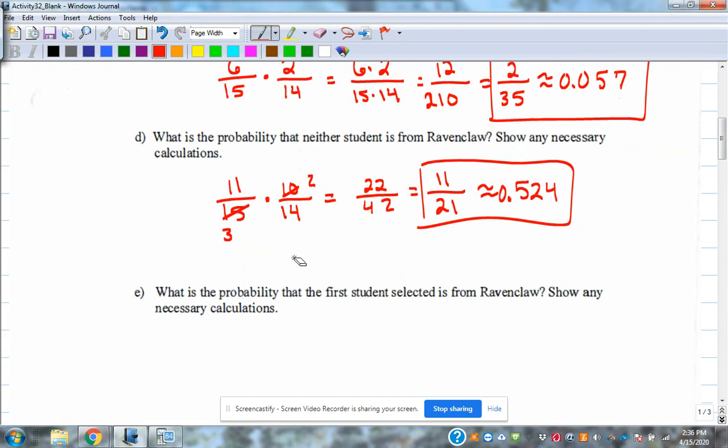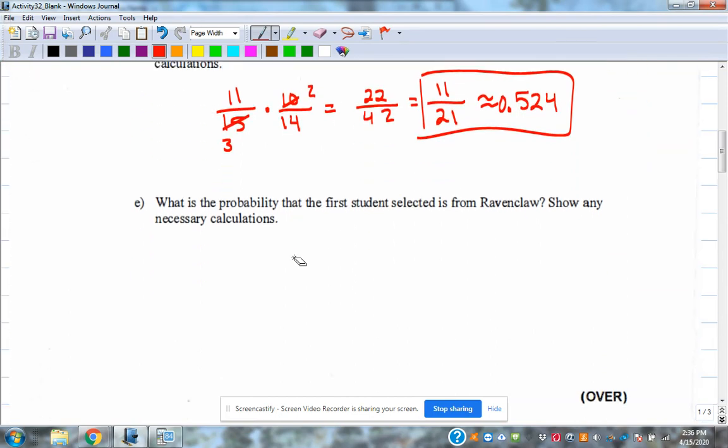Okay. What's the probability that the first student selected is from Ravenclaw? And then show any necessary calculation. So first student from Ravenclaw would be 4 out of 15. And then the second student, it doesn't matter where they're from, okay? Just as long as the first one is from Ravenclaw. So the others could be 14 out of 15 for those. It doesn't matter what the second one is.